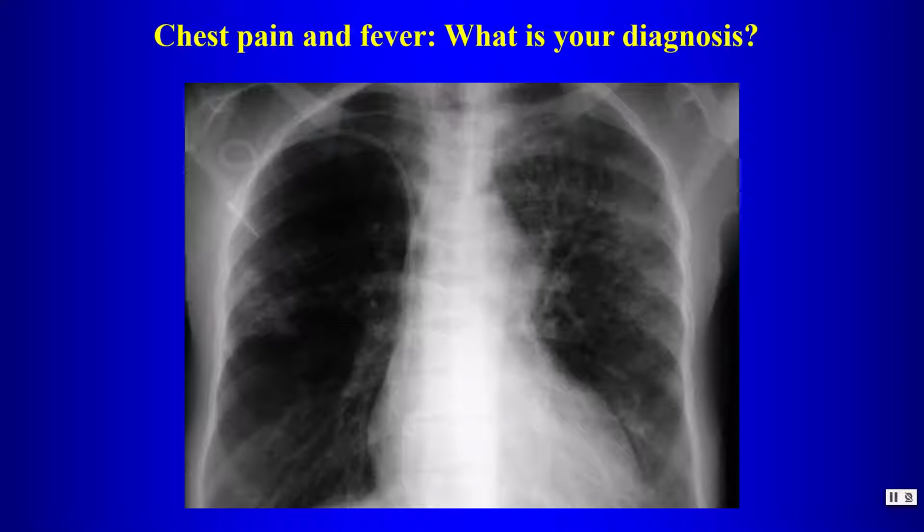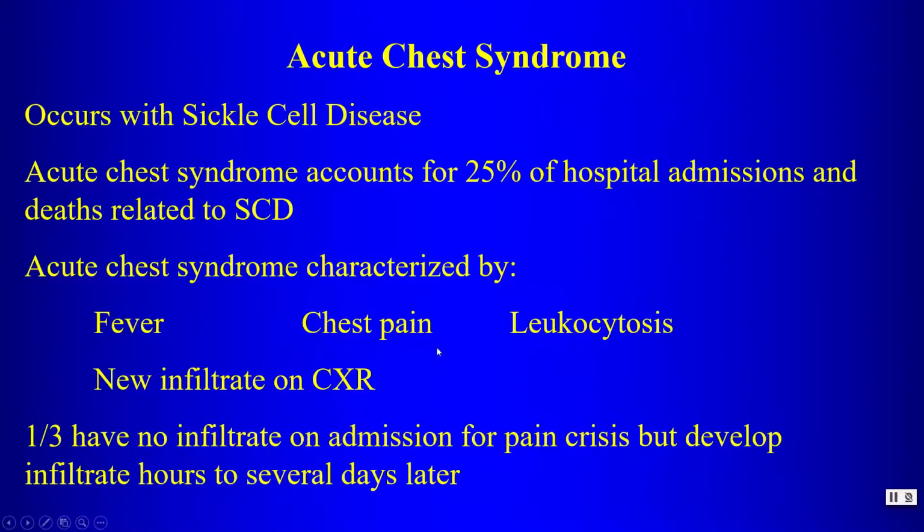If we look very carefully at the bones, we notice this funny shape to the thoracic vertebra. So this has been described as H-shaped vertebra. You can see that better on the lateral view. So, of course, this patient has sickle cell disease and is suffering from acute chest syndrome.